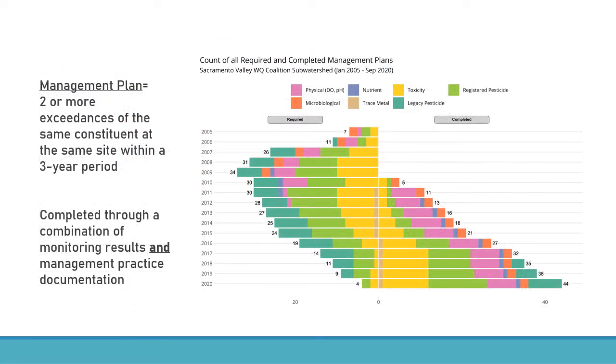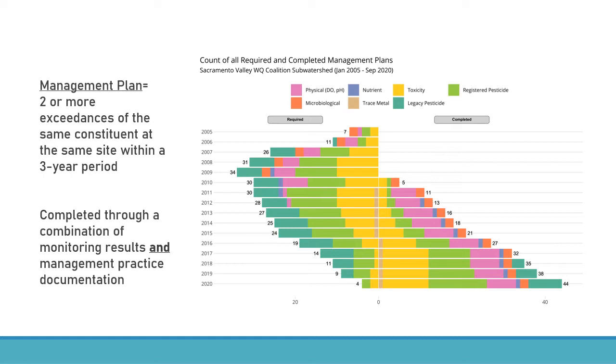And just as a reminder, management plans are triggered when there are 2 or more exceedances of the same constituent at the same site within a 3-year period. This is a chart of all required and completed management plans in the coalition, going all the way back to January of 2005. On the left are management plans that were triggered, and as they were completed, they moved to the right.